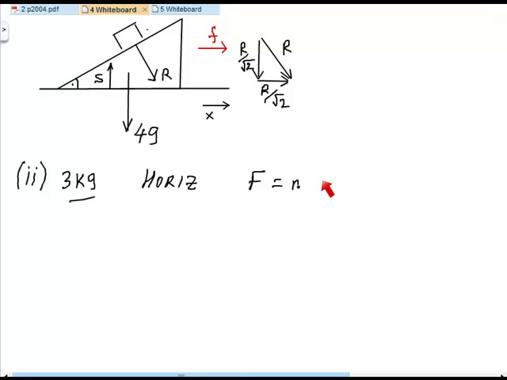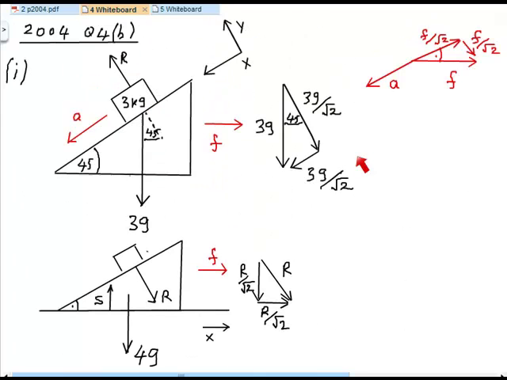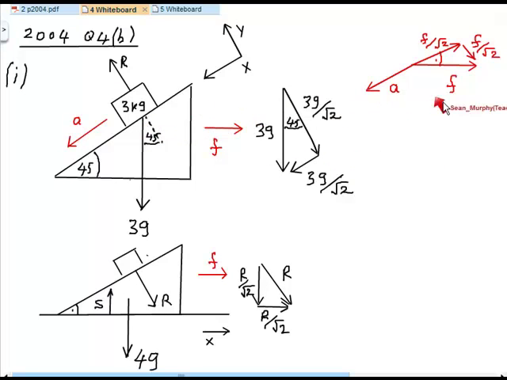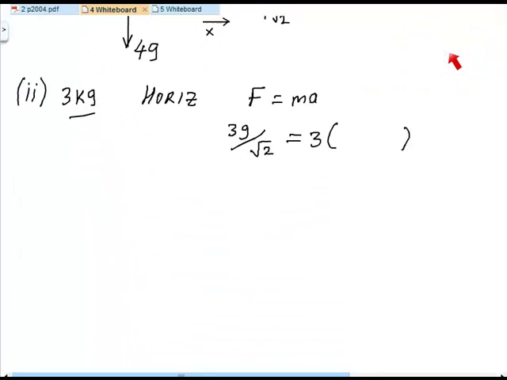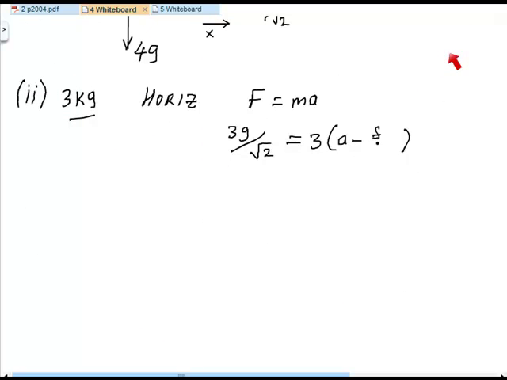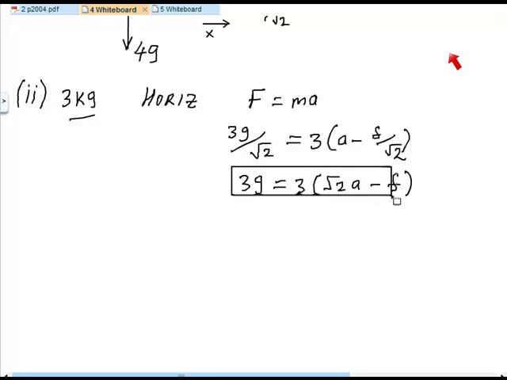F equals ma gives us 3g over root 2 equals the mass, which is 3, times the acceleration. And this is where we've got to be careful. It's the actual acceleration, so we have to take into account the floor moving underneath. So the actual acceleration is a downwards minus f over root 2 acting against it. We're looking at the horizontal component only first: a minus f over root 2. We can get rid of those square roots by multiplying across by root 2, and that gives us 3g equals 3 into root 2 a minus f. That's the result, so we put a box around that. That's what we call equation 1, for future reference.